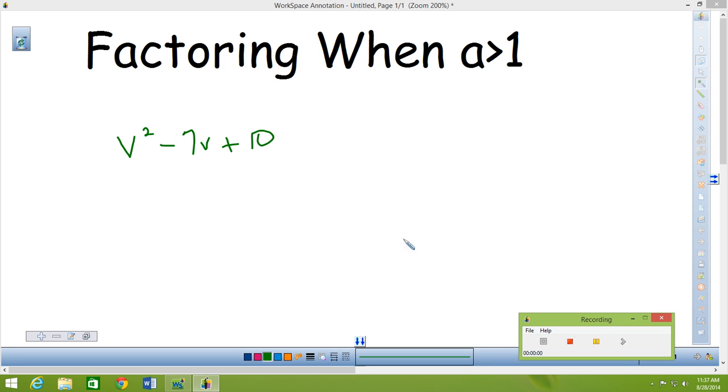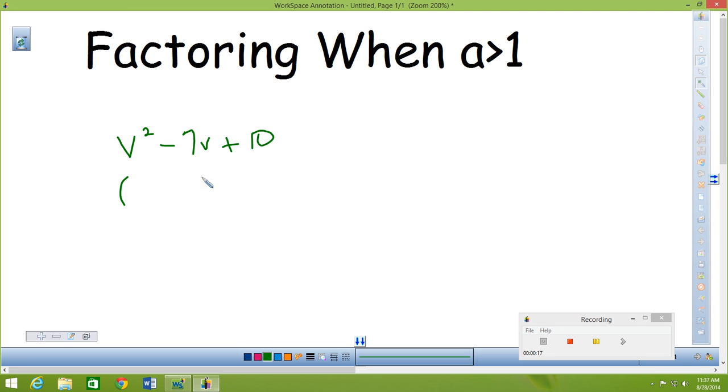Okay, today we are factoring when that lead coefficient, which is A, is greater than 1. Prior to today, we factored terms where we didn't have to worry about a number in front of the squared term. We started out by creating our two sets of parentheses. Then we looked at the number on the end, and we had to find factors of that end number.